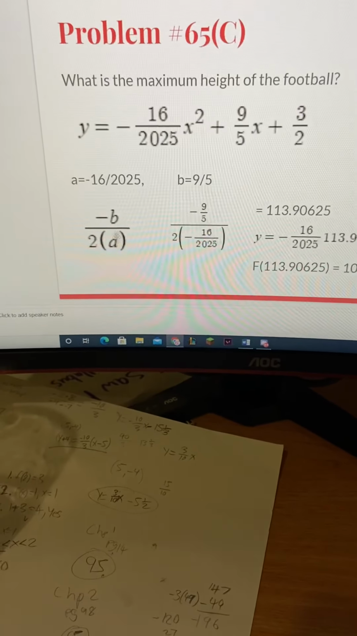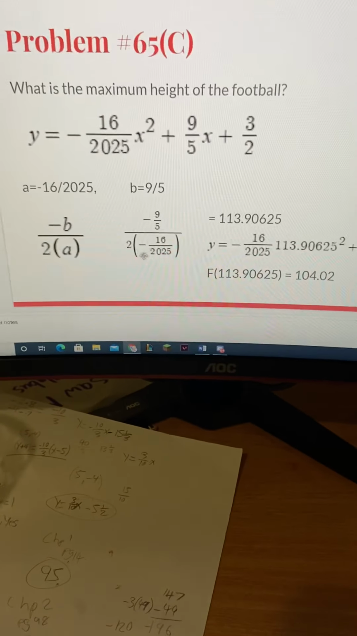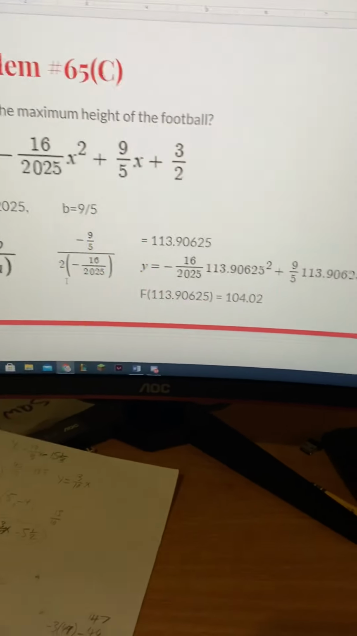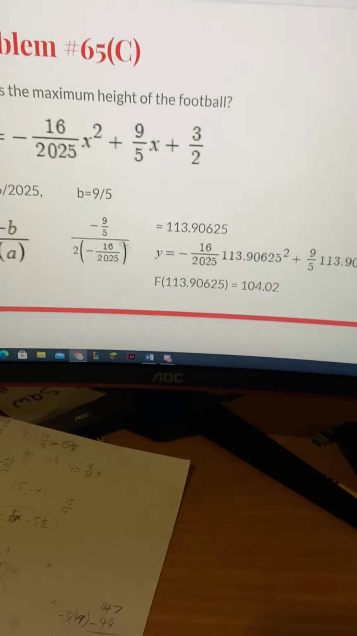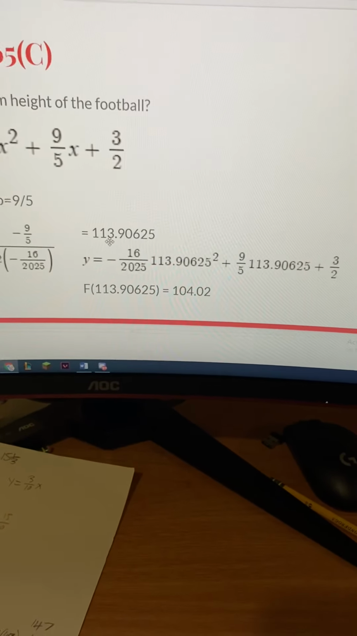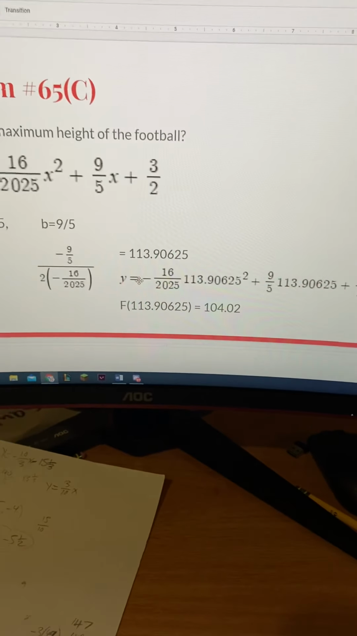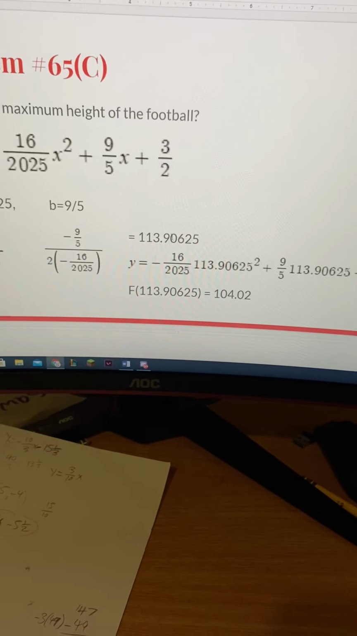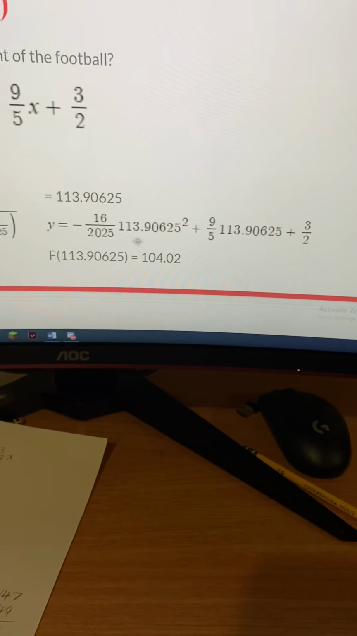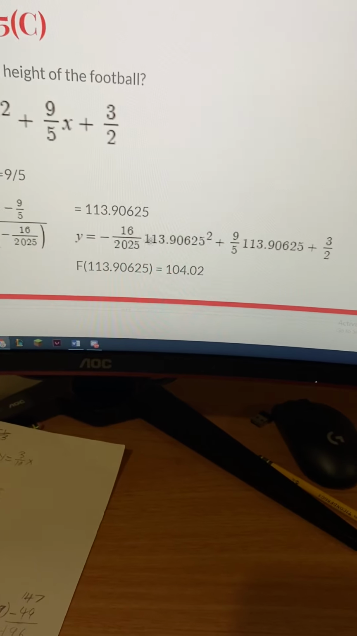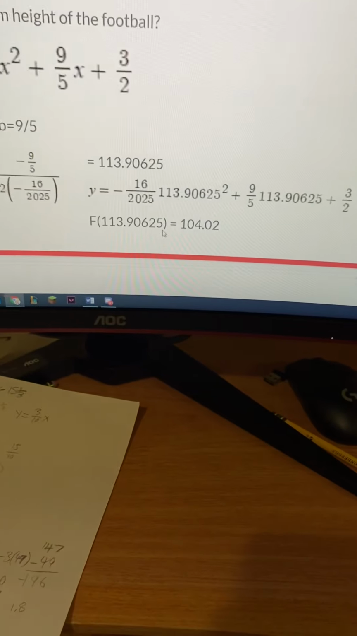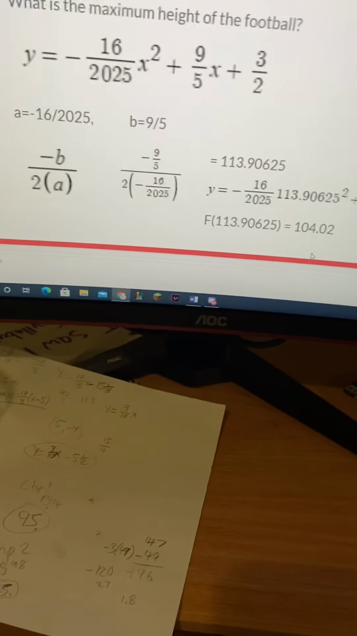We plug it into here, which is negative 9 over 5 over 2 times negative 16 over 2025. Once I plug this into my scientific calculator, I got 113.90625. After we get this number, which is the x value of the maximum, we plug it back into the equation, and we get 104.02 feet.